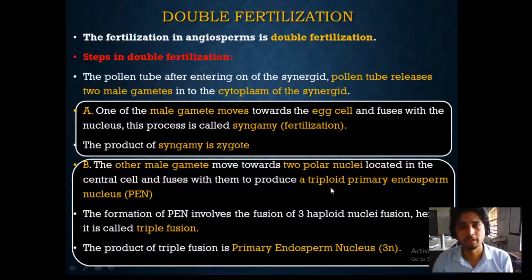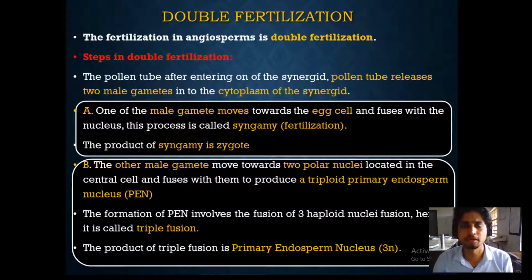The primary endosperm nucleus is triploid. Since the polar nuclei are already two nuclei, and this male gamete carries one more nucleus, the fusion of these three nuclei forms a triploid primary endosperm nucleus. The nucleus formed after this fertilization is called the primary endosperm nucleus, in short PEN. So this PEN is triploid. Triploid means it has three sets of chromosomes. Three sets of chromosomes are there in the PEN.